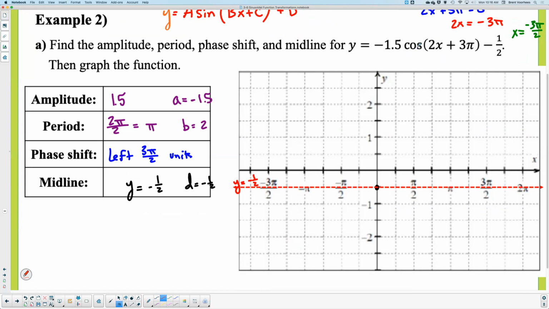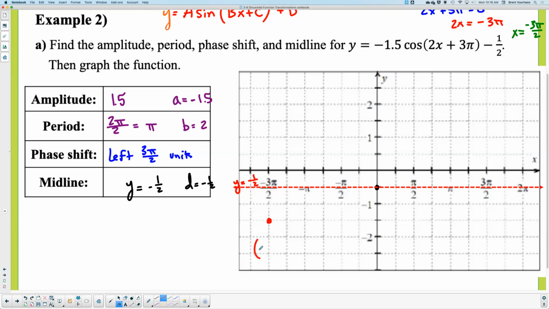Cosine, does it usually have a y-intercept at its midline or its maximum? Maximum. Okay, this has a negative on the front, which means this cosine will begin at its minimum. Not its maximum, but its minimum, because of this negative. So I'm going to go down 1.5. Now which way do I go? Left 3 pi over 2. This is its first point. We'll say right there.